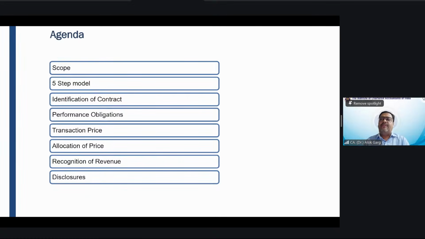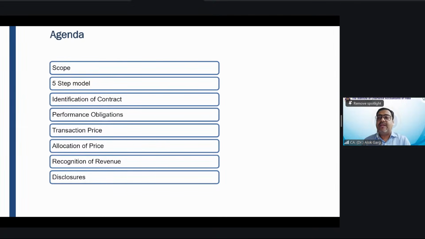Friends, this standard talks about revenue. What is revenue? Revenue is an income arising in the ordinary course of the entity. For example, Ambuja Cements Limited. The ordinary course of business of Ambuja Cements Limited is to manufacture and sell cement. So whatever Ambuja is generating from selling cement is revenue.